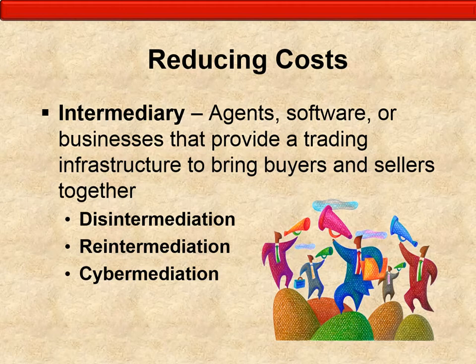Disintermediation occurs when a business sells directly to the customer online and cuts out the intermediary, such as you buying something from someone on eBay or Craigslist. It is you and it's the seller.